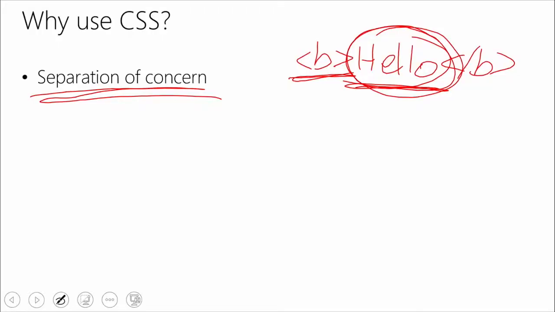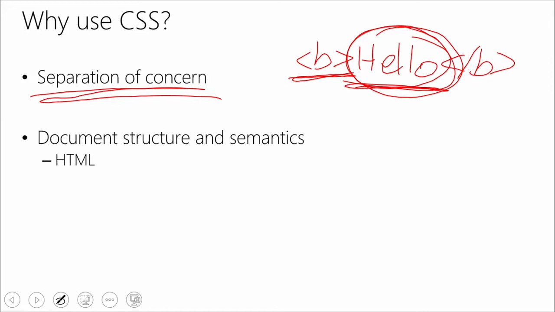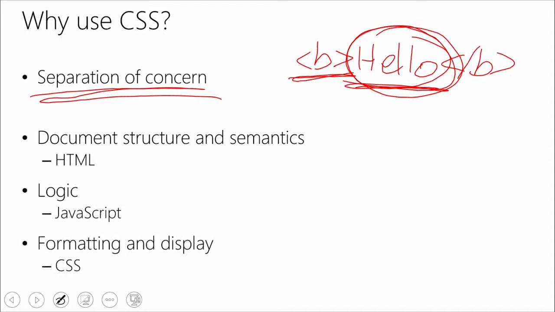So rather than just simply saying, hey, we want this to be bold, let's let HTML put together the structure of the document. Let's let HTML tell us this is what the head is. This is what the article is. This is what the section is. This is where our navigation is. Let HTML do things like that. And then let's let something else handle the logic. That's, of course, going to be JavaScript. And let's let something else handle the formatting and display. And that's where CSS is going to come into play. That nice, clean separation of concerns.